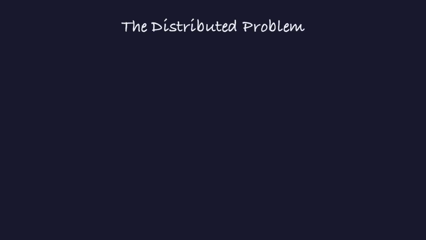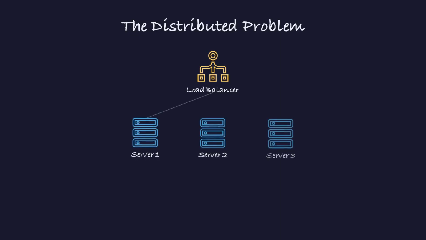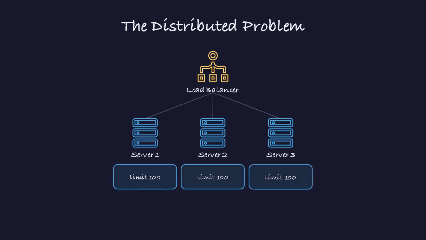Everything so far assumed one server. Real systems have dozens, behind a load balancer. And this is where interviews actually test you. The problem: if each server keeps its own counter in memory, the limit is multiplied by the number of servers. 10 servers, each allowing 100 per minute, means a user can actually make 1,000, 100 to each. Your rate limit is silently broken.